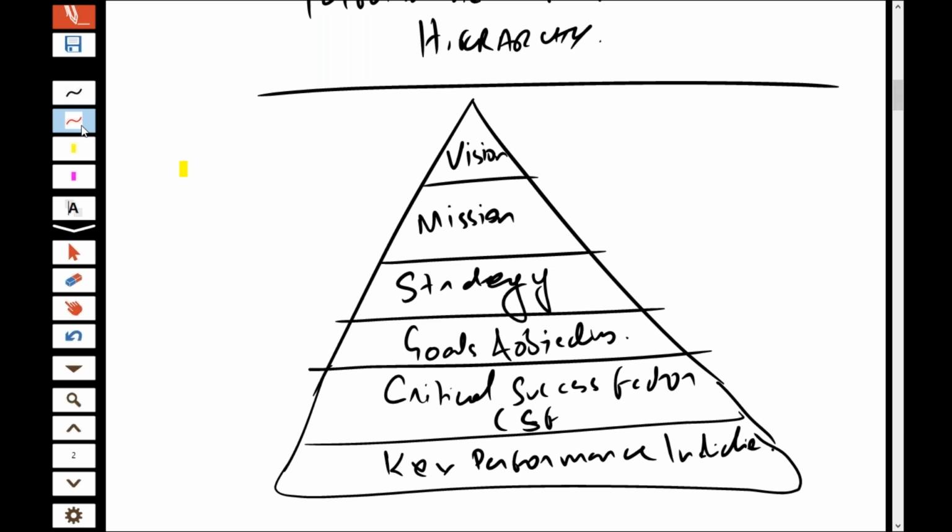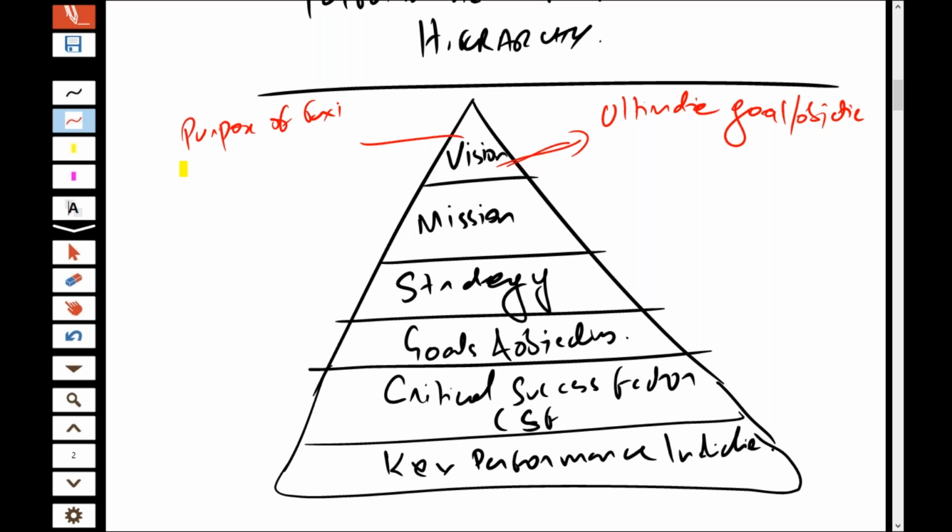Now, let's try to understand this. This is a performance measurement hierarchy that I have drawn in front of you. What exactly do you mean by it? For every organization that is established, there is a vision. What do you mean by the vision? The vision is the ultimate goal, the ultimate objective. The vision tells you the purpose for which this specific organization exists, the purpose of existence.